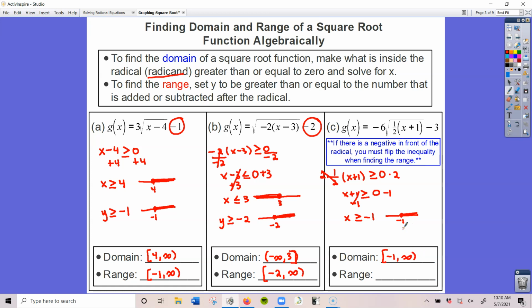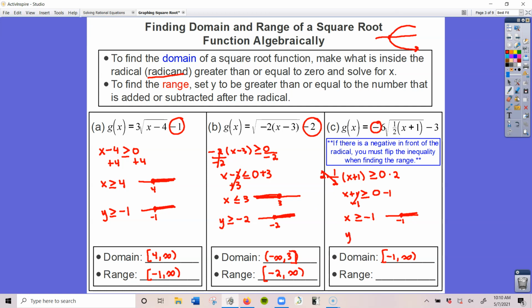Now the range, however. Here I put, if there is a negative in front of the radical, you must flip the inequality when finding the range. And the reason why is a negative in front of the radical indicates that there is a reflection across the x-axis. So if the graph was originally like this, then it will flip over and it would come down. So the range would actually start from -infinity, because it would decrease forever, up to the number that it was shifted to. So we have a negative here.